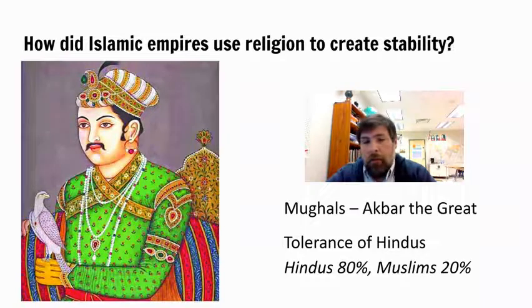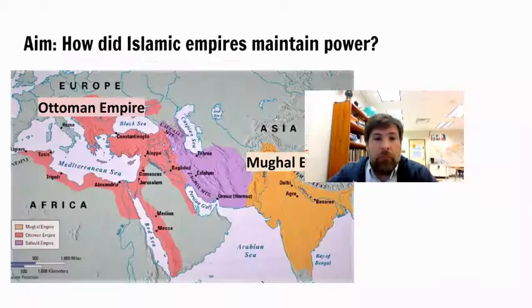Later, as the Mughal Empire started to go down and stop being quite so successful, some other emperors were not quite so tolerant, and some historians have tried to say that that's one of the big reasons why the Mughal Empire fell, because they stopped being so tolerant of Hindus.